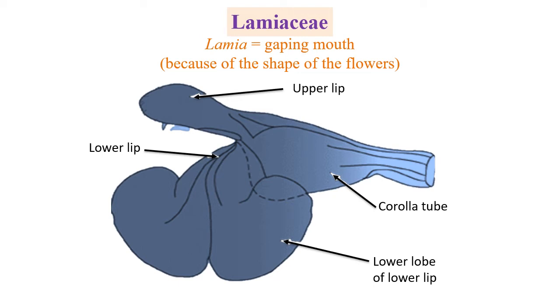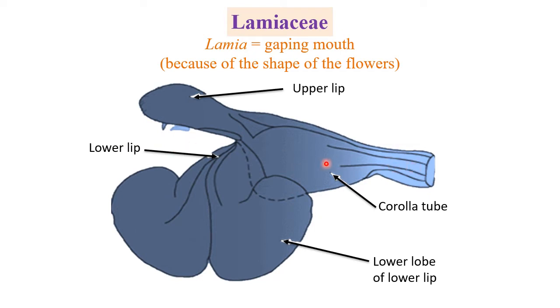Hi everyone, today we are going to study the next family from Gamopetalae, and the name of the family is Lamiaceae. This word Lamiaceae came from the Latin word lamia, which in English means gaping mouth. It resembles an open mouth. This is the lower lip and this is the upper lip, and this seems like an open mouth, because of which this name has been given to this family.